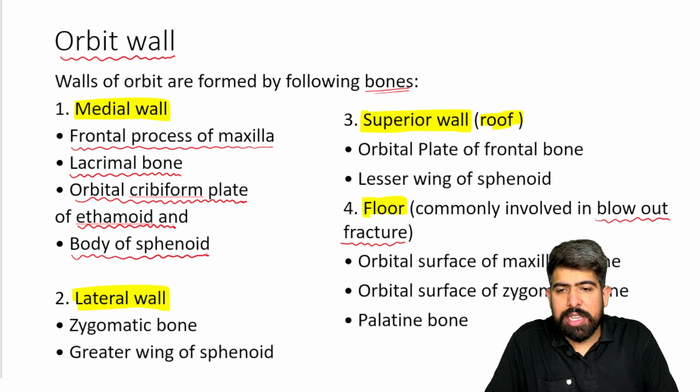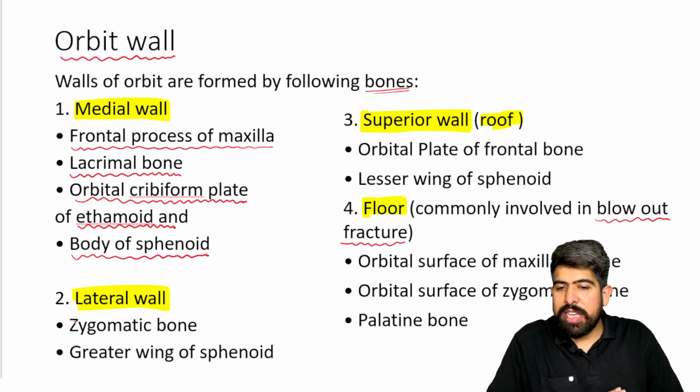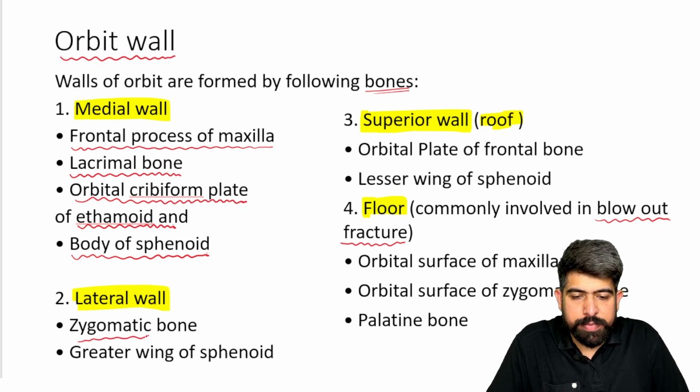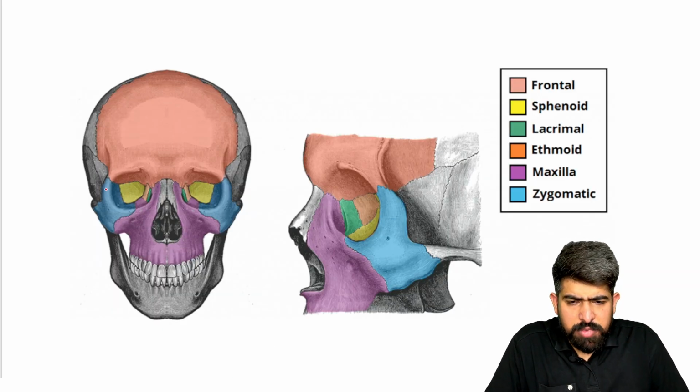Now we are moving further to the lateral wall, and in the lateral wall we have just two things. What are those two things? The first one is the zygomatic bone, and the second one is your greater wing of sphenoid, right? Just check it out. Your lateral wall will be here.